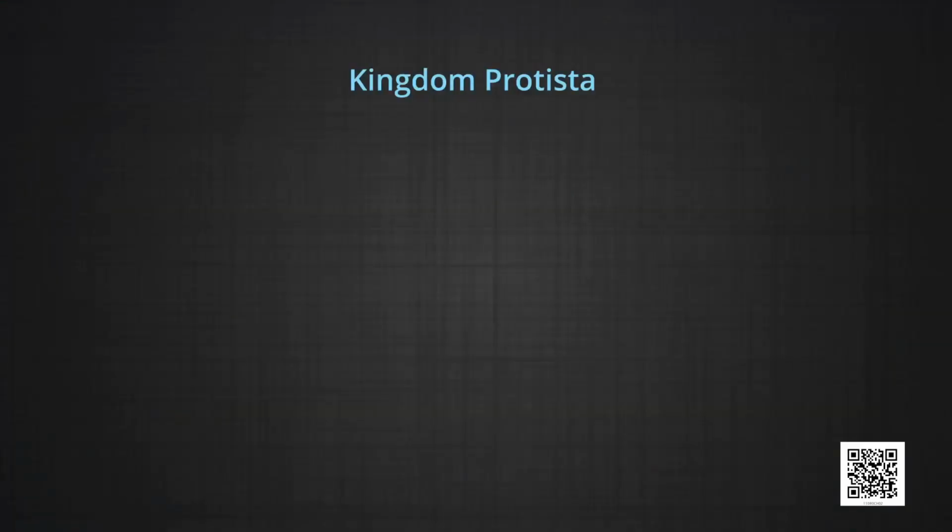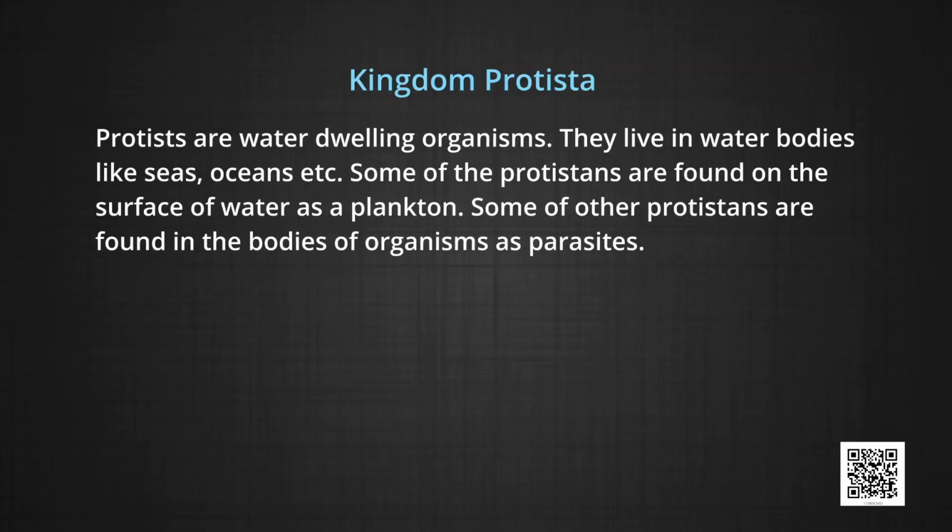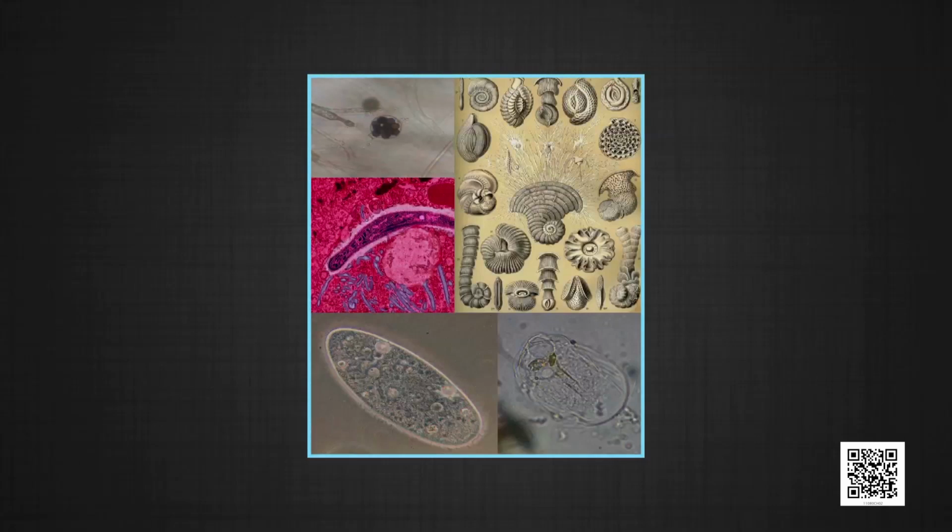Second kingdom, Protista. Protista are water dwelling organisms. They live in water bodies like seas, oceans, etc. Some of the protistans are found on the surface of the water as plankton. Some others are found in the bodies of organisms as parasites. Protists are single-celled, meaning unicellular, eukaryotic microorganisms and are known as ancestors of multicellular eukaryotic organisms.